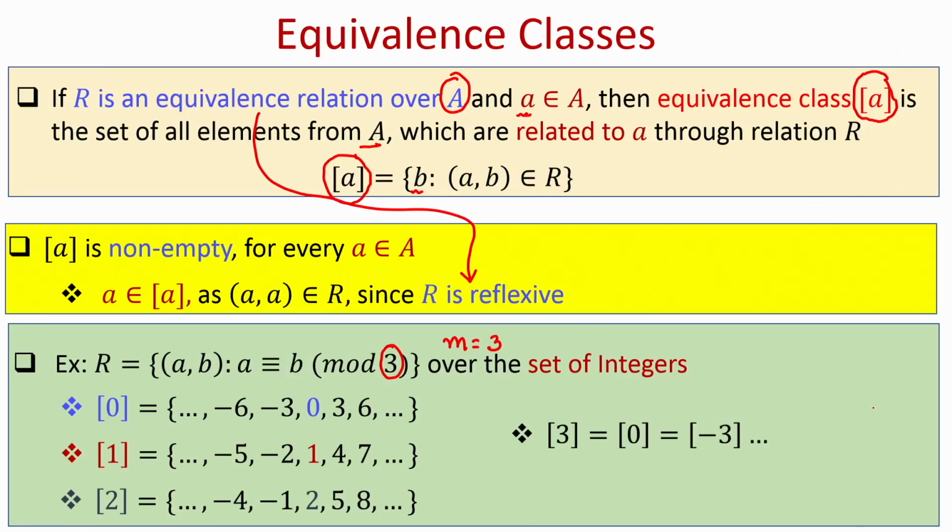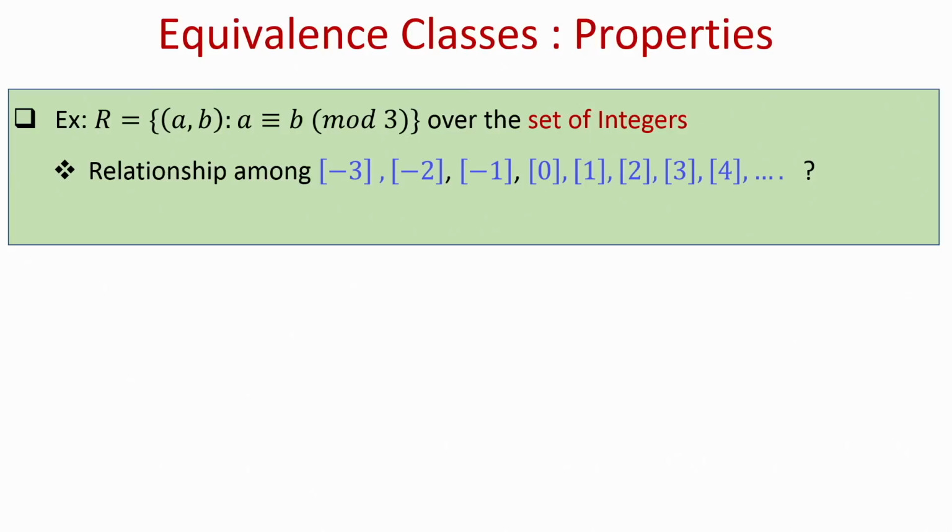Now, if you look closely here, it turns out that the equivalence class of 3 and the equivalence class of 0 and the equivalence class of -3 and so on will be the same. That means the equivalence class of all the integer multiples of 3 will be the same. In the same way, the equivalence class of 1, the equivalence class of 7, the equivalence class of -5, namely the equivalence class of any integer of the form 3k plus 1, are the same, and so on.